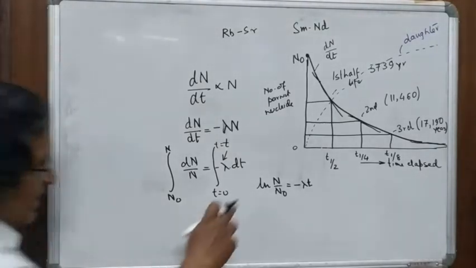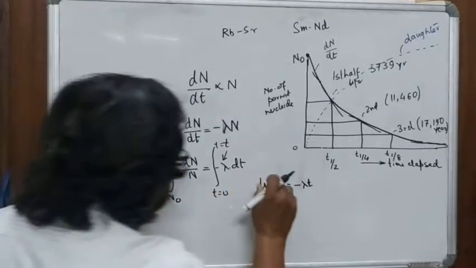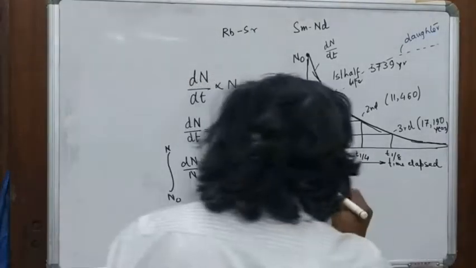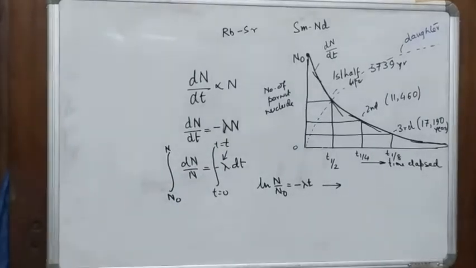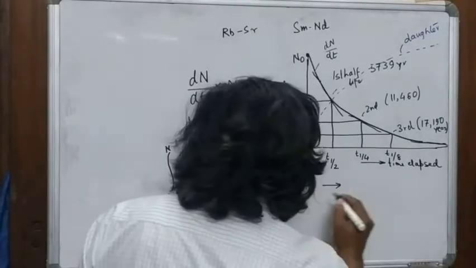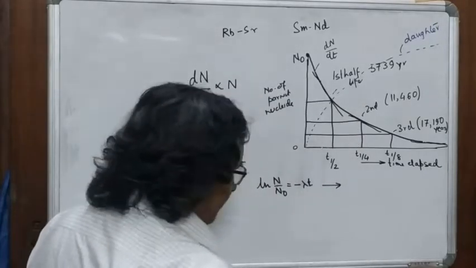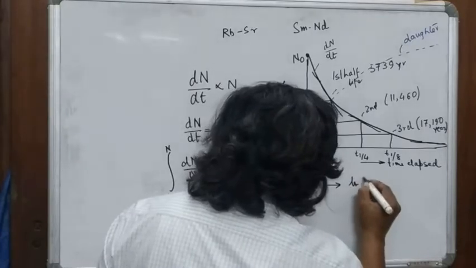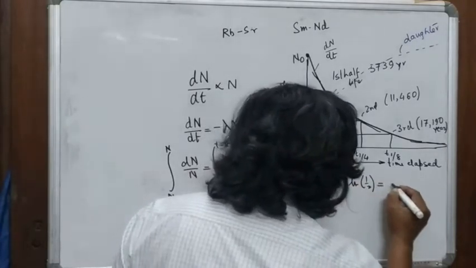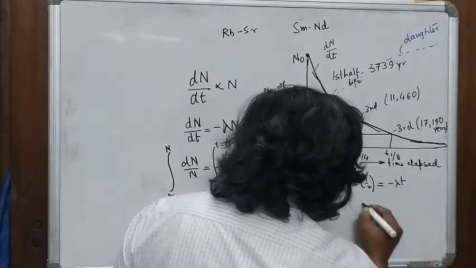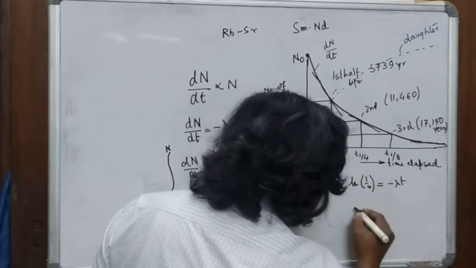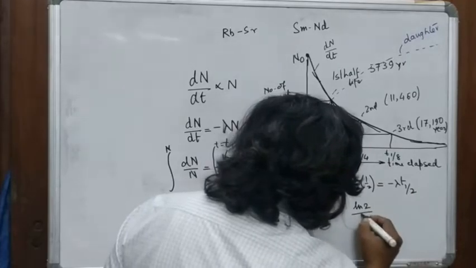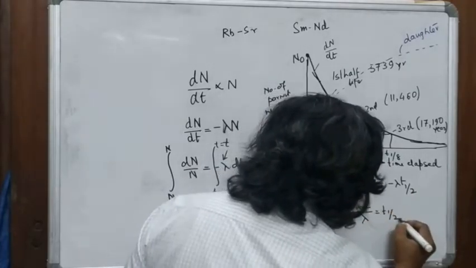Yes, minus lambda t. Now this equation is quite an important equation from which several important derivations can be done. So we do the first derivation, that all of you know from school. If you take the half-life, then N by N0 should be equal to half. So ln 1 by 2 is equal to minus lambda t, or you can reverse this and write ln 2 divided by lambda is equal to t half, the half-life.